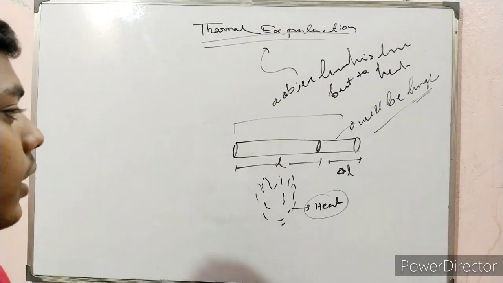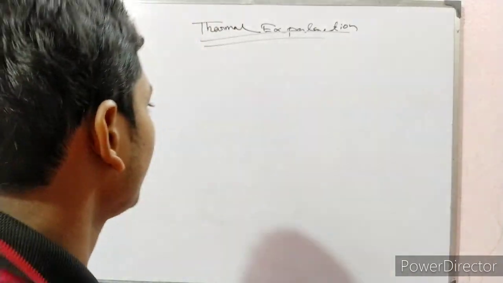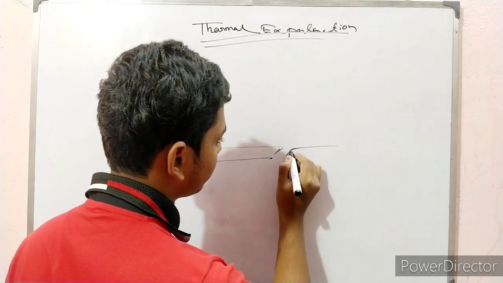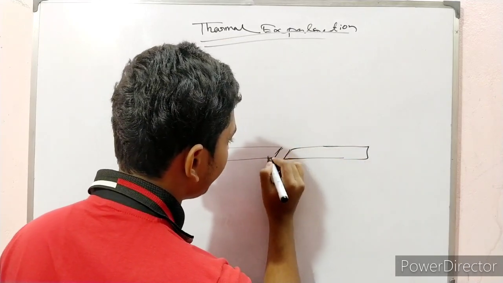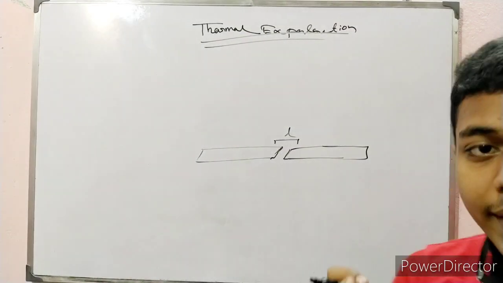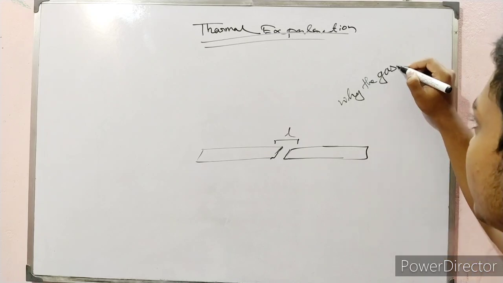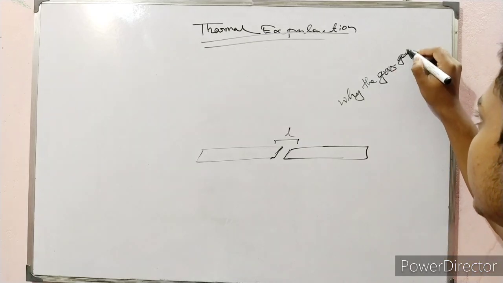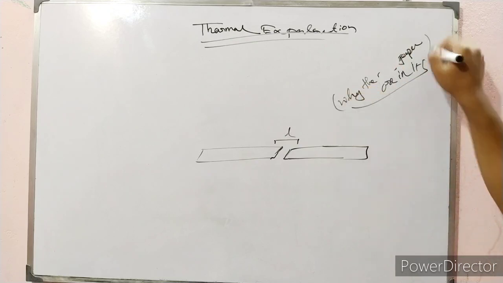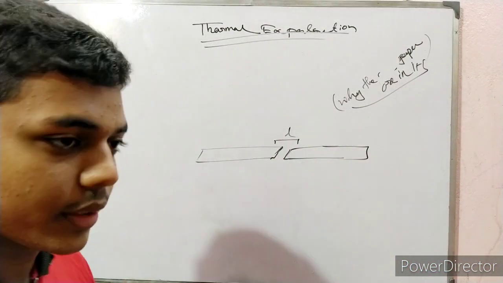Okay, now we will look at some basic things that you can see in railway tracks. There is a gap between two rails. Okay, there is a gap between two rails. So why are the gaps there? This is the question. We can solve all the questions at the end of the video.